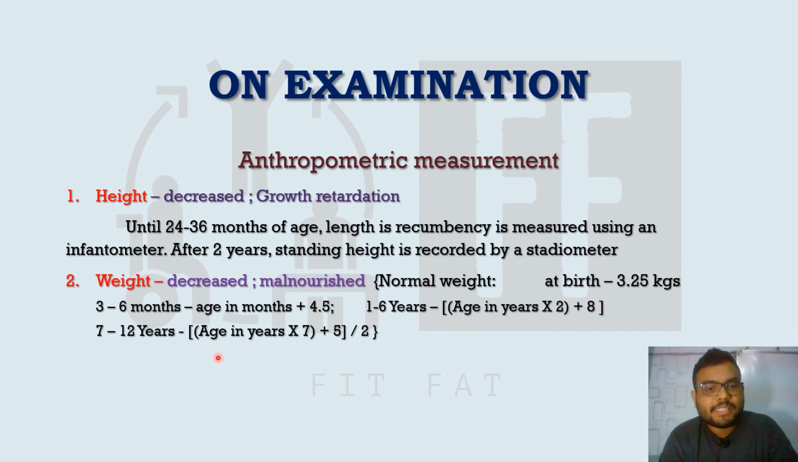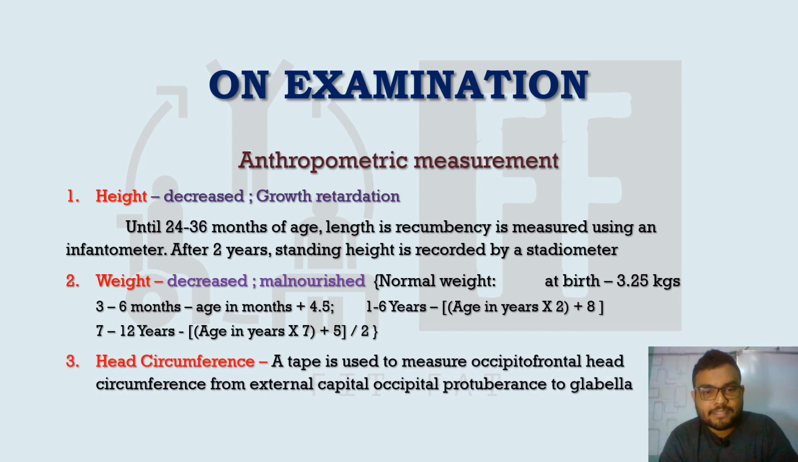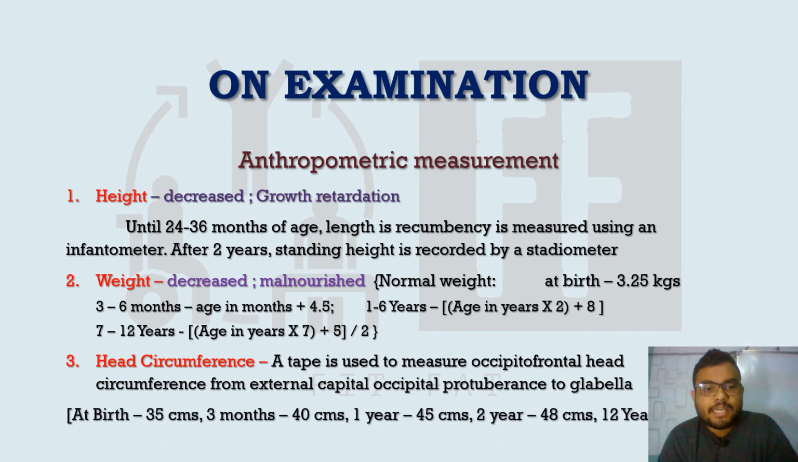And then 7 to 12 years, the age in years is 7 plus 5 divided by 2, right? So then you need to check the head circumference. To check that, a tape is used to measure the occipitofrontal head circumference from the external occipital protuberance to the glabella, right? So the normal head circumference at birth is 35 centimeters, at 3 months it is 40 centimeters, at 1 year it is 45 centimeters, at 2 years it is 48 centimeters, and at 12 years it is 52 centimeters, correct?